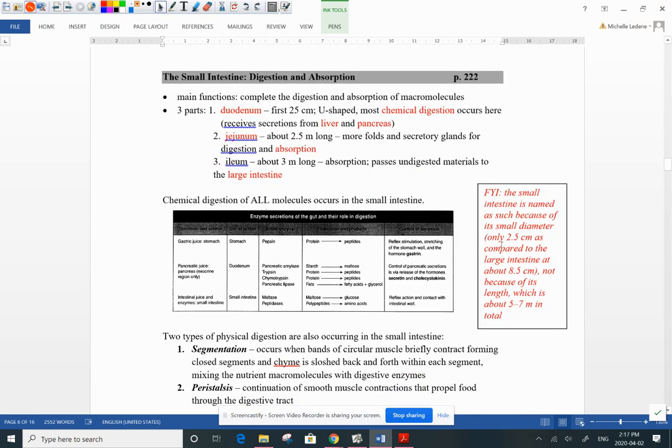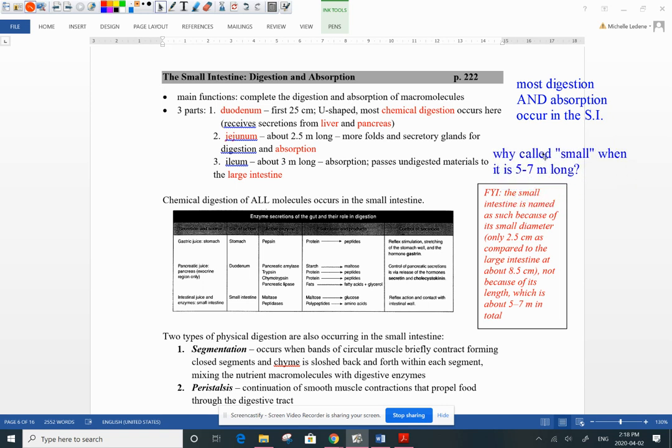Okay, let's get down to business here. Where is most of our digestion occurring? Well, that's the small intestine. The small intestine is the majority of the digestion and also absorption of our macromolecules. So, people wonder, why is it called small? When you read about it, it's like 5 or 7 meters long.